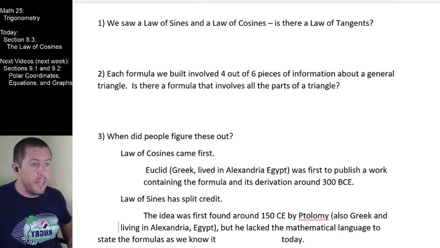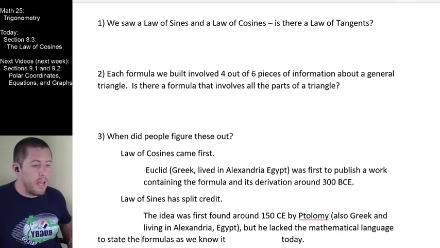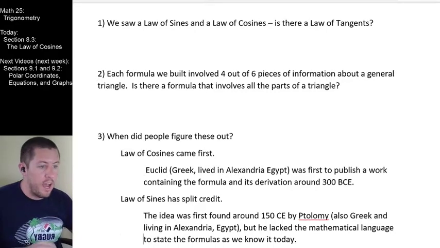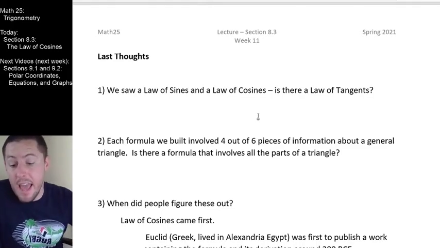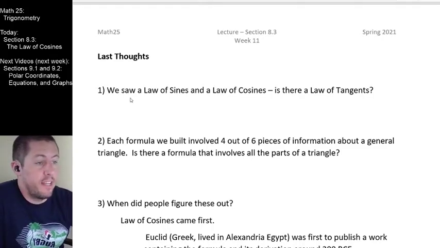So one thing is, we saw a law of sines and a law of cosines. And so my question is, shouldn't there be a law of tangents? I mean, was that not a very, very natural extension to the things that we're talking about here today? And the answer is, yeah, there actually is a law of tangents.